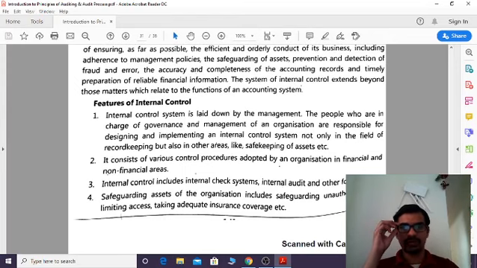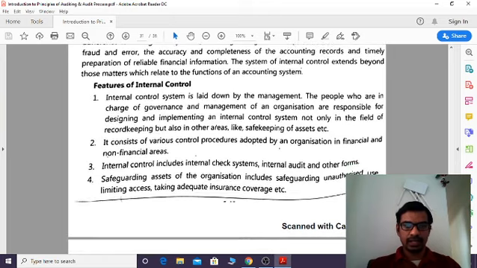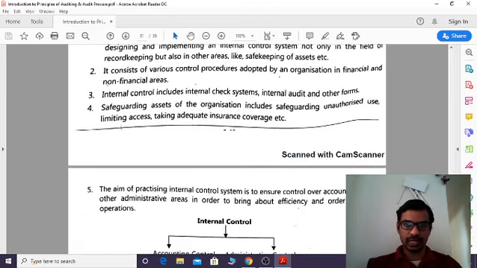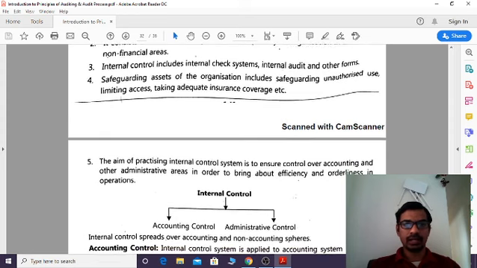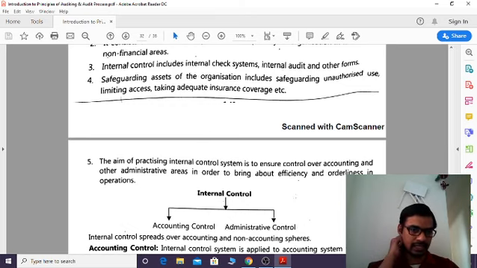The internal control system is laid down by the management; it is prepared by the management. Second, it consists of various control procedures adopted by an organization in financial and non-financial areas. It is the set of processes adopted by the organization in financial as well as non-financial areas. Third, internal control includes the internal check system, internal audit, and other forms. These are part of the internal control system. Next, safeguarding of assets of the organization includes safeguarding against unauthorized use, limiting access, taking adequate insurance coverage, etc. Assets are safeguarded under the internal control system.